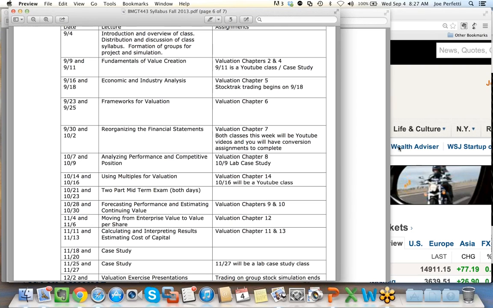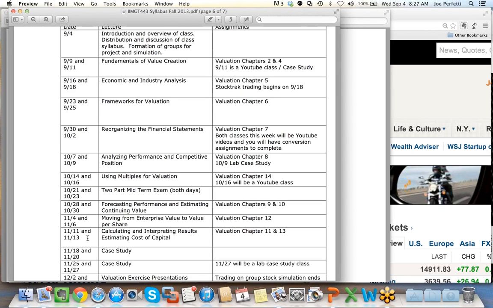So we will start building that model in class, and it will involve a series of homework assignments starting the week of 10/28. So week of 10/28, week of 11/4, and the week of 11/11 is basically the building of the valuation model.